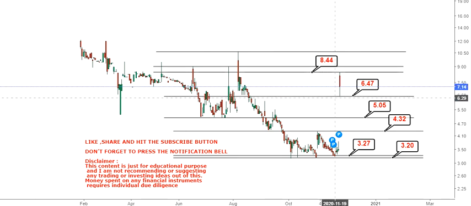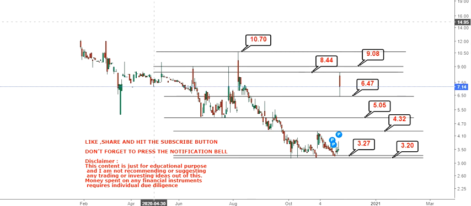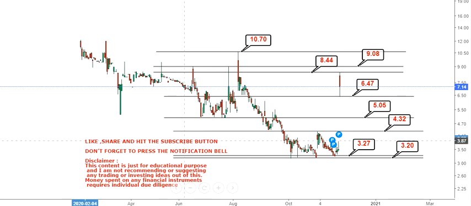Now on the upside, if the stock makes a breakout above 8.44, then we are going to look at $9, followed by $10.7 on the upside. So these are the current ranges where we are going to focus. We are not going to go beyond $10 or $11 on the upside, and on the downside, as I've already told you, 3.2 and 3.27.